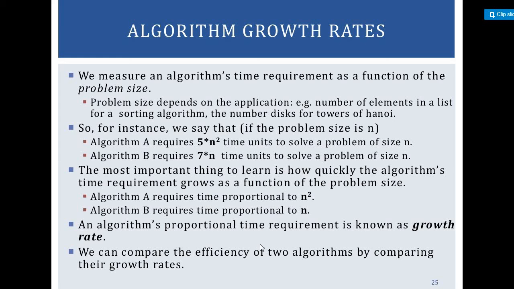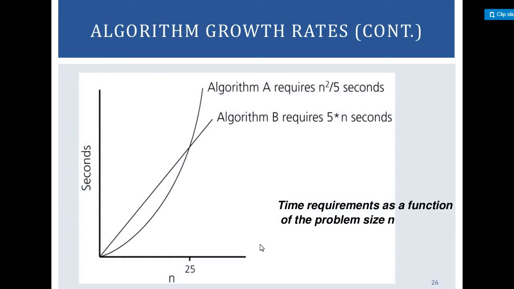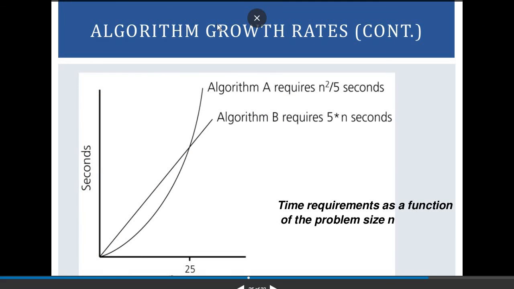So algorithm growth rates: we measure an algorithm's time requirement as a function of problem size. Problem size depends on the application, for example the number of elements in a list, or for sorting algorithms, the number of items being sorted. An algorithm's proportional time requirement is known as its growth rate. So we can compare the efficiency of two algorithms by comparing their growth rates.